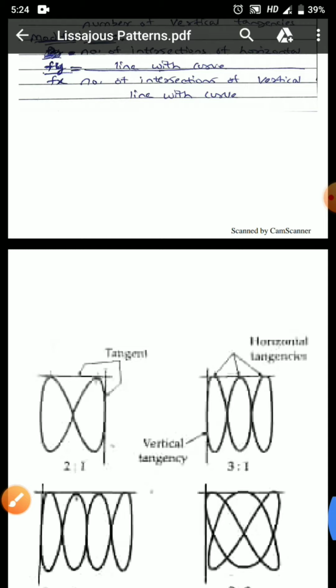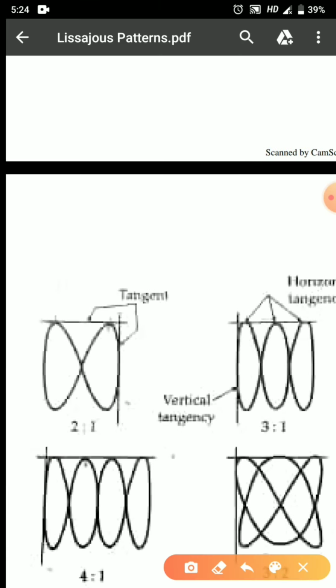Now let us look here, right? In this pattern, on the top I am drawing a line and to the side I am drawing a line. I have to check how many times this line is getting touched in this pattern. Here I can see 2 times it is getting touched. Here I can see only 1 time it is getting touched. So this is my horizontal tangency and this is my vertical tangency.